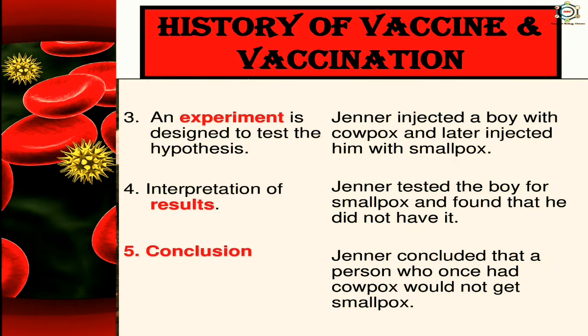The experiment designed to test the hypothesis: Jenner injected a boy with cowpox and later injected him with smallpox. Interpretation of the result: Jenner tested the boy for smallpox and found that he did not have it. Conclusion: Jenner concluded that a person who once had cowpox would not get smallpox.